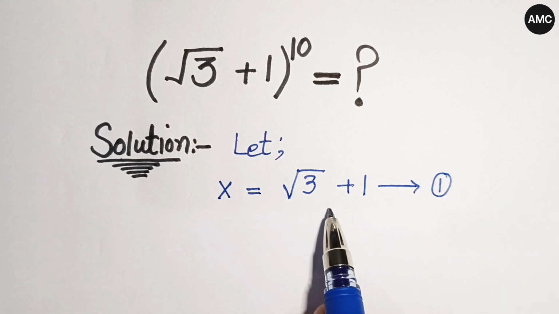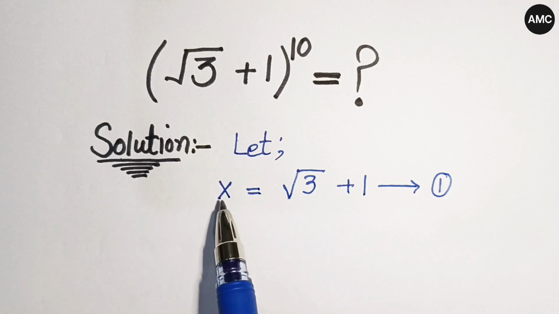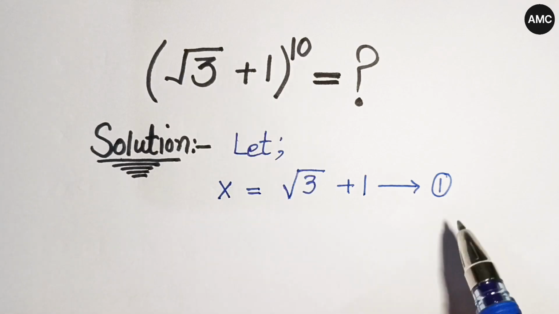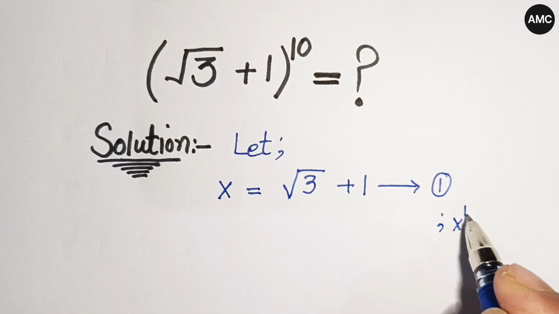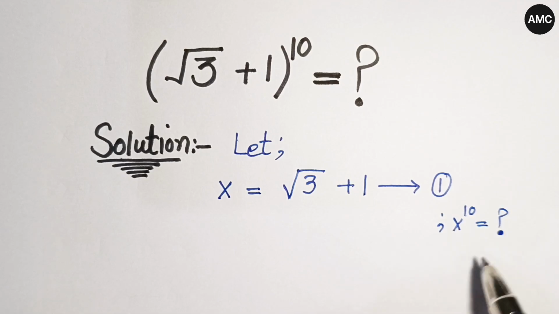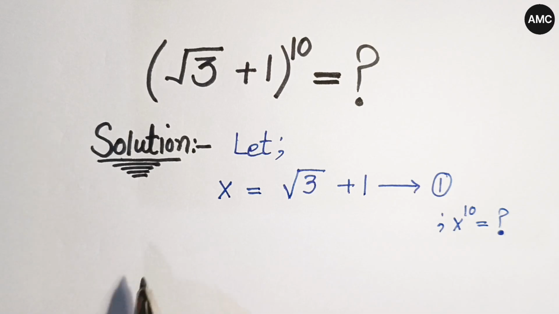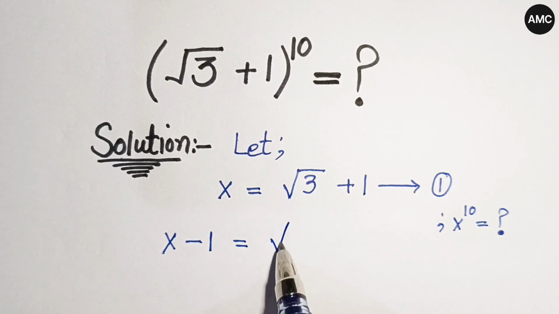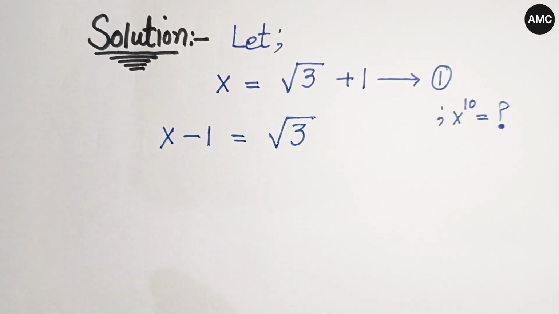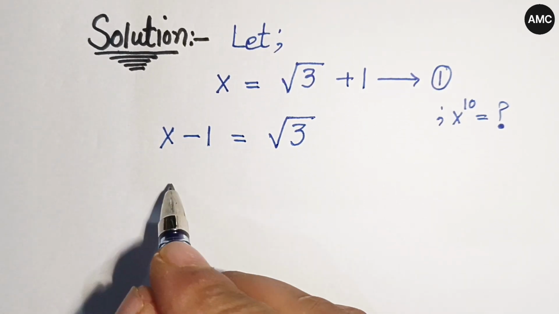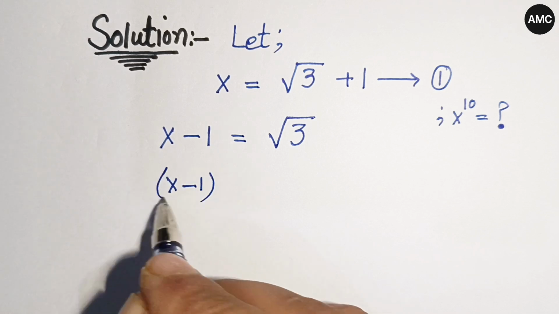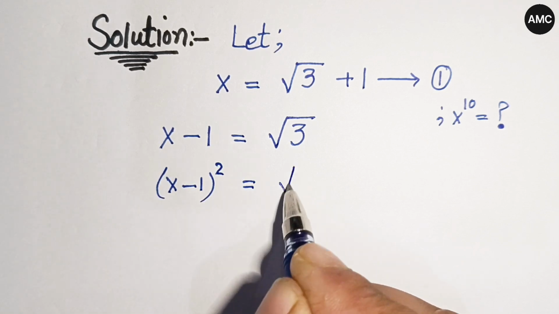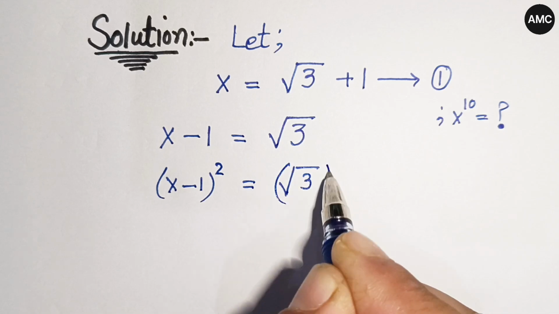If x is equal to this, then x to the power 10 is equal to this. So we have to find out x to the power 10 here. Now for finding this, first of all, shifting this positive 1 to our left hand side, we get x minus 1 is equal to square root of 3. So taking square on both hand sides, we have (x minus 1) whole squared is equal to (square root of 3) whole squared.